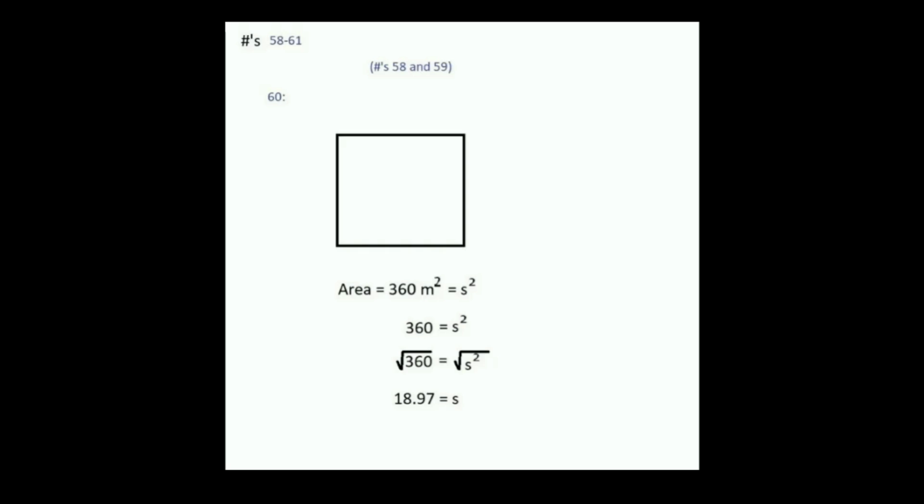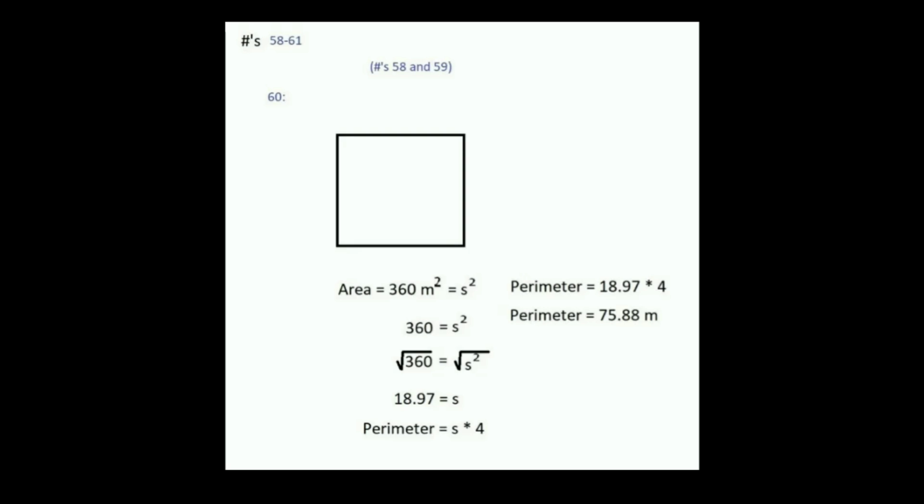That's our S. And if we have one side, now we want to find the distance around this square. The perimeter for a square is side times 4. So if we start with 18.97 and multiply it by 4, we end up with our perimeter being 75.88 meters. Remember, since this is a single dimension, we're only looking at length, the length around this figure. We don't need meters squared, it's just meters.